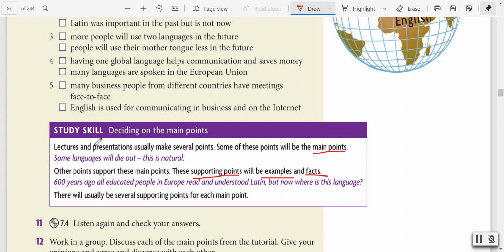For example, some languages will die out. This is natural.